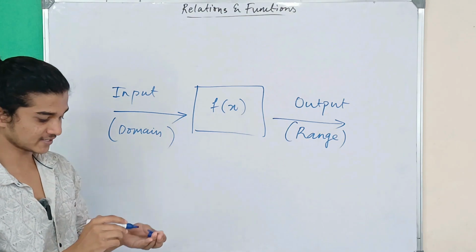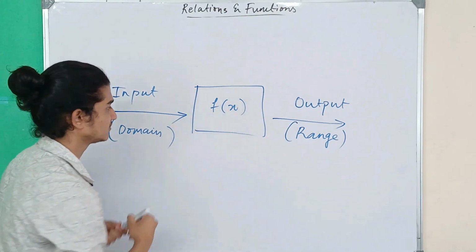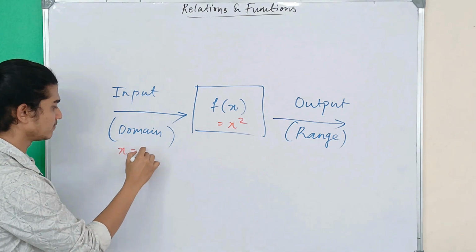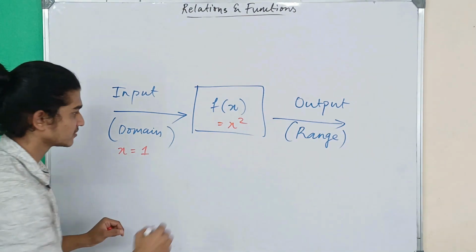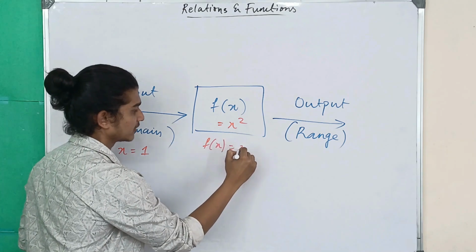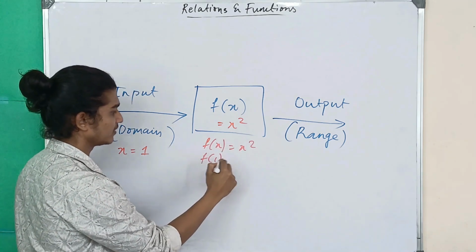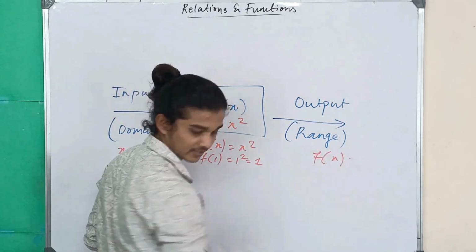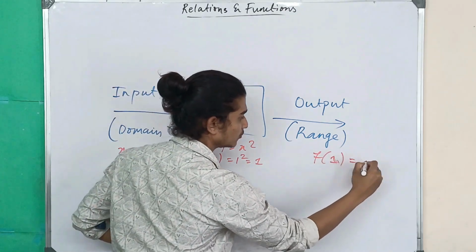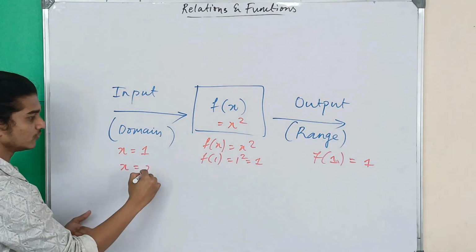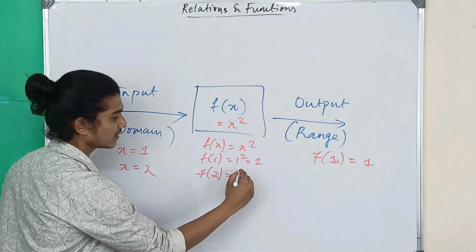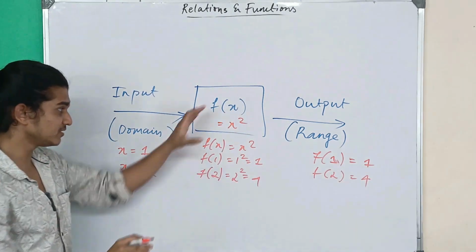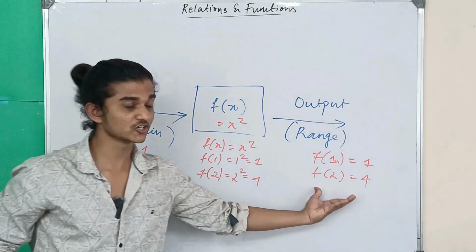For example, imagine we define f of x as x square. Let us try to process that function. If I put x equal to 1, f of 1 is 1 square, which equals 1. So my output is f of 1 equal to 1. Now if I put x equal to 2, f of 2 is 2 square, which is 4. So f of 2 equal to 4. It's like a machine which processes numbers and gives out specific outputs.